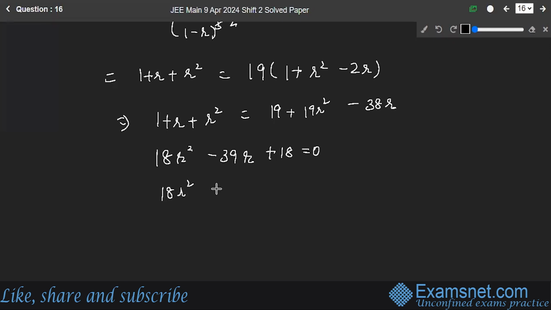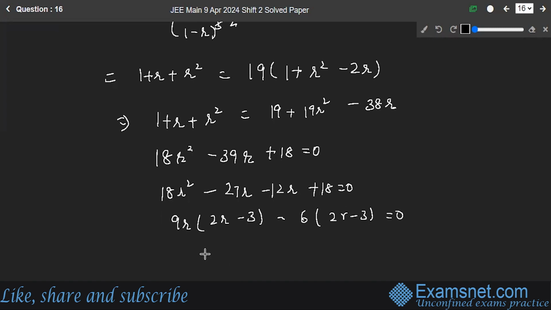The two terms will be 27 and 12. So I'm taking 9 common, 9 R, this will give me 2R minus 3. And 6 common, so here will be 2R minus 3. So R is going to give me the two values as 3 by 2 or 2 by 3. These are the two values which I get for R.